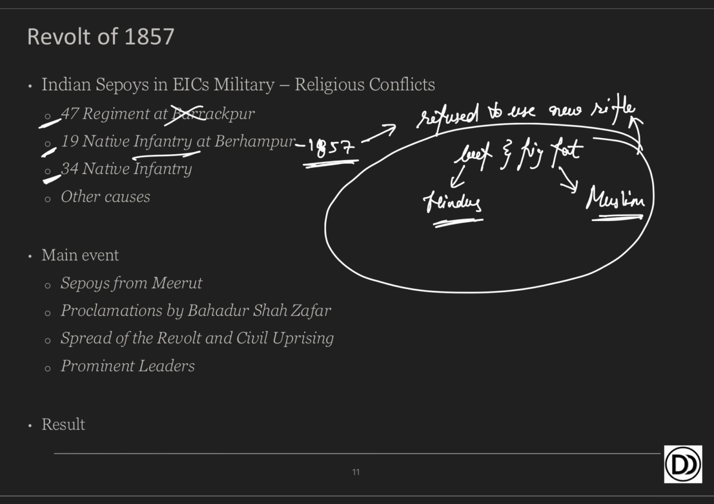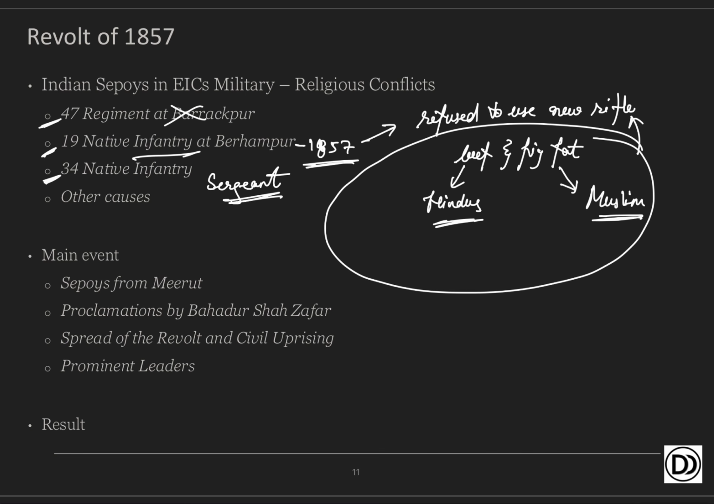34th Native Infantry went a step ahead. There was a young sepoy who fired at the sergeant major because of these cartridges. This young man's name was Mangal Pandey. He was from 34th Native Infantry. You might have heard the name Mangal Pandey. Mangal Pandey was executed because of this. Because he fired at the sergeant, he was executed. And his whole regiment was disbanded.